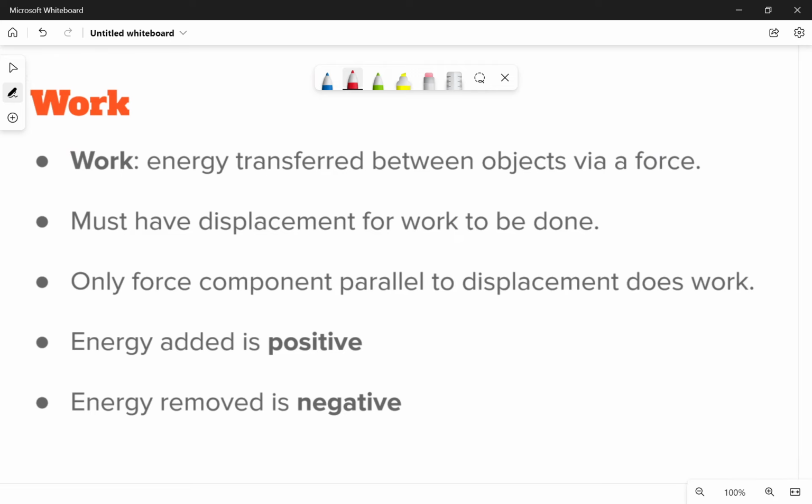So work is just energy transferred, and transfer is a really key word there. It's energy transferred between objects via a force. So it's energy transferred via a force. Those are the key words. And what's interesting is you have to have displacement for work to be done. If we're thinking in terms of energy being a quantity that describes motion, well, in order to have transferred energy, the thing must have moved. And so that's the first stipulation: there must be a displacement.